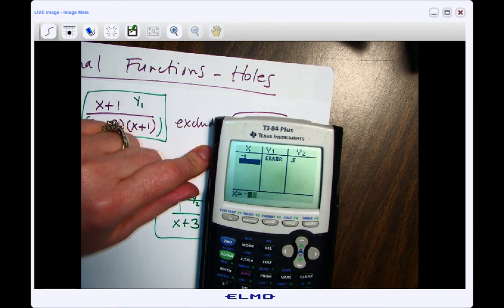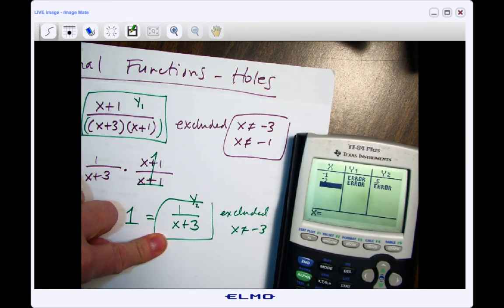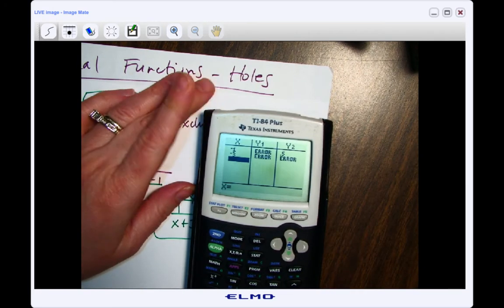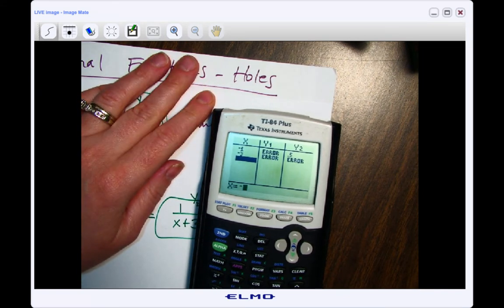Now let's put in -3. This time, since it's excluded for both of them, they both say error. But take a look at what happens when I put in any other number. Let's put in numbers close to -3, like -2.9.